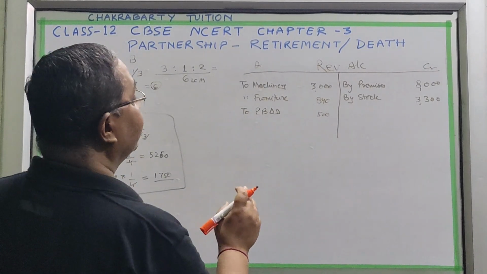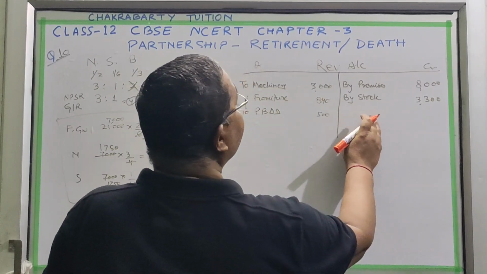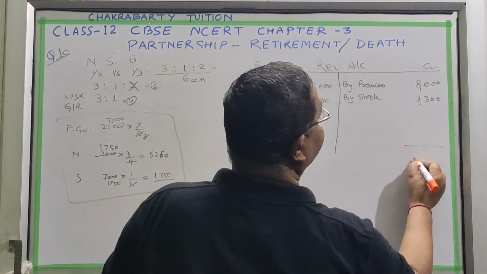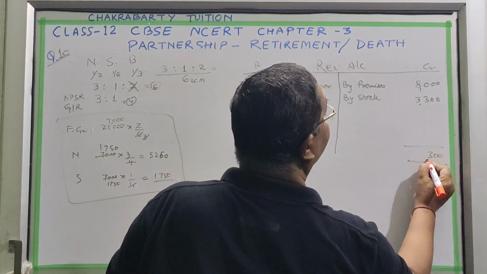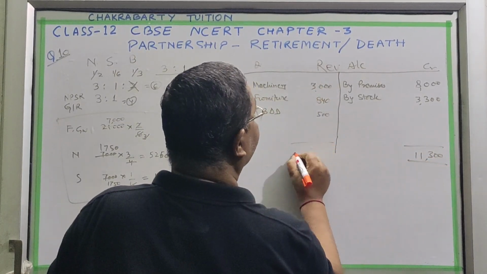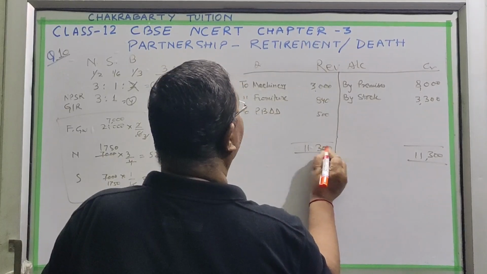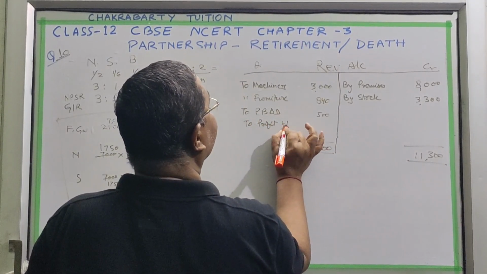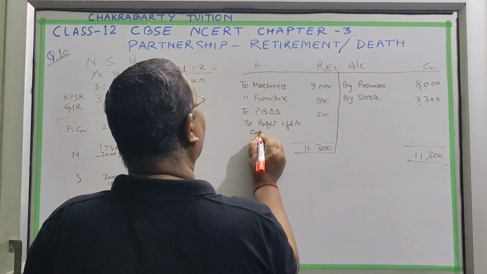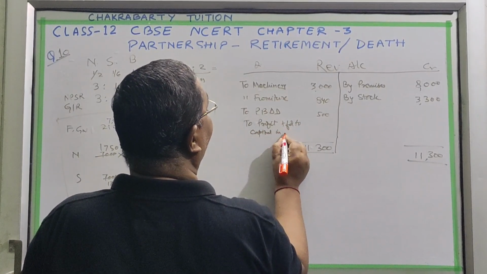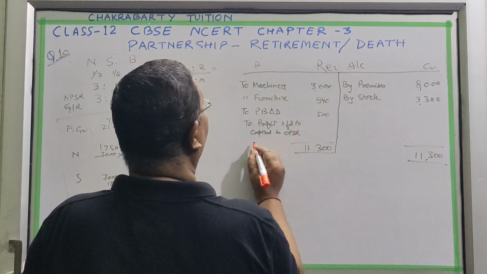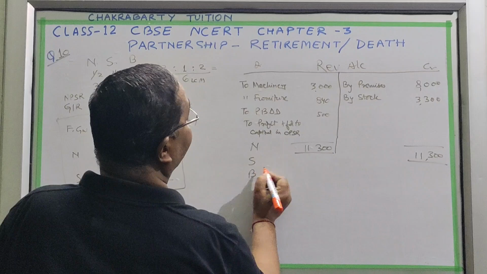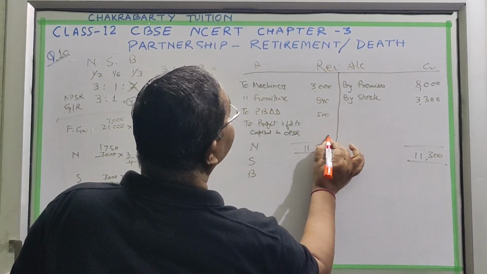Now here, we will go to the answer, because no more entries are there. So 11,300. So the profit is transferred to the capital accounts in the old profit sharing ratio, and Narang, Suri and Bajaj, how much will they get?